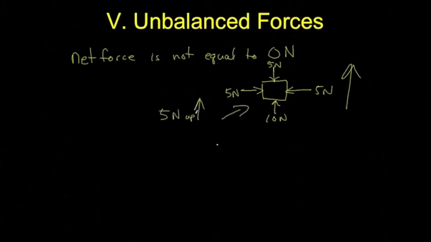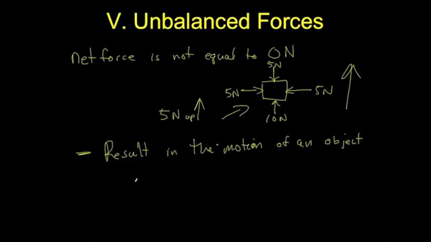So when something changes direction, whether it turns or goes backwards or up or down, the net force acting on that object is pushing it in that direction or pulling it in that direction. Unbalanced forces result in the motion of an object changing.